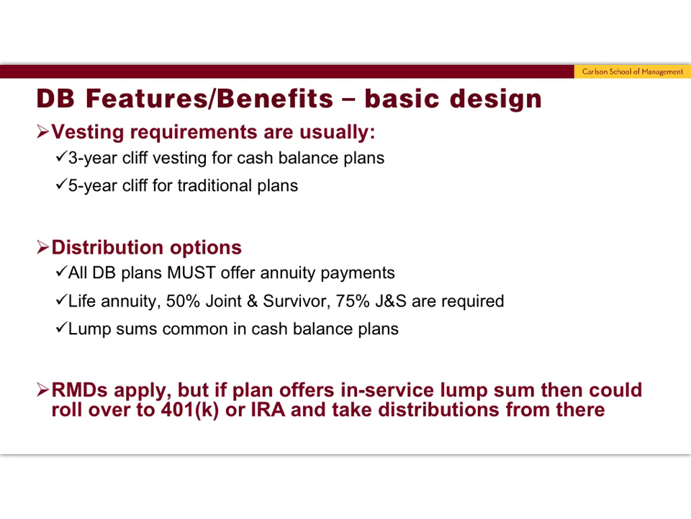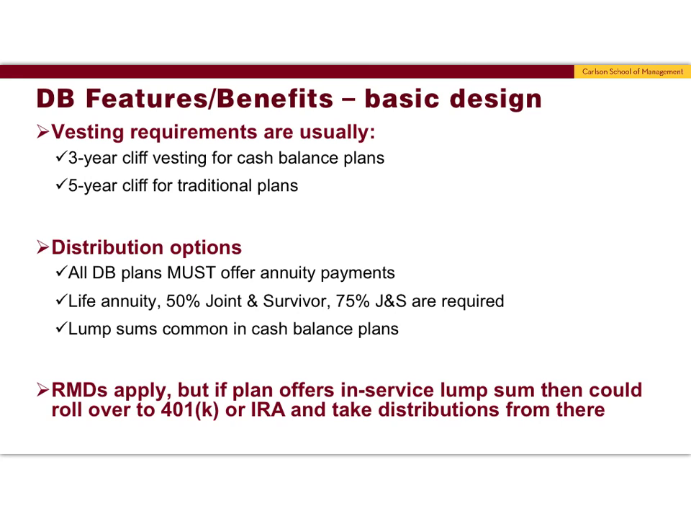Defined benefit plans also have several other unique design features. Usually, a participant becomes fully vested in their benefit after 3 to 5 years of service. Once a benefit is vested, then it cannot be taken away. Cash balance plans generally have a 3-year cliff vesting schedule, which means that benefits become 100% vested after 3 years of service. In comparison, traditional pension plans often have a 5-year cliff vesting schedule.